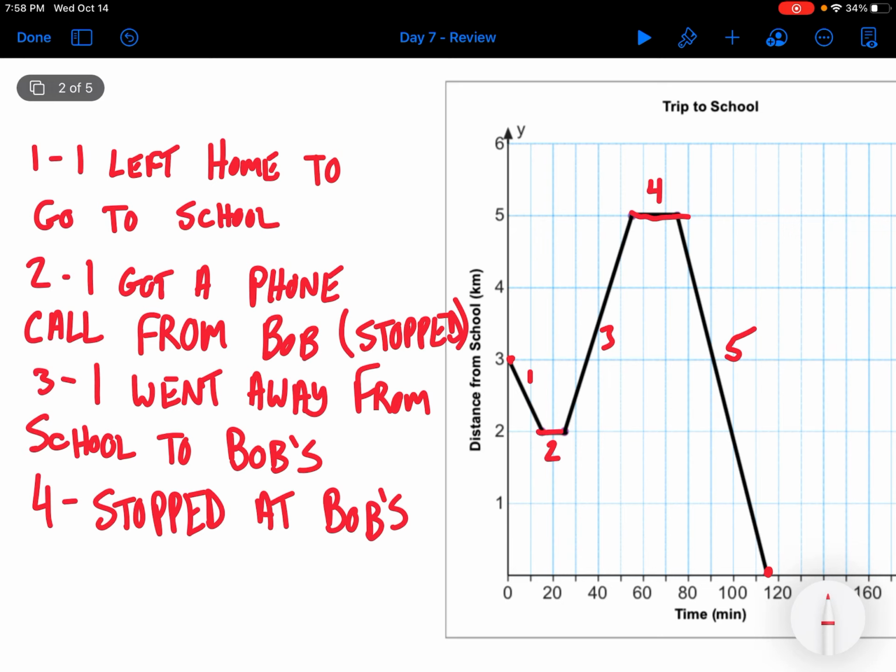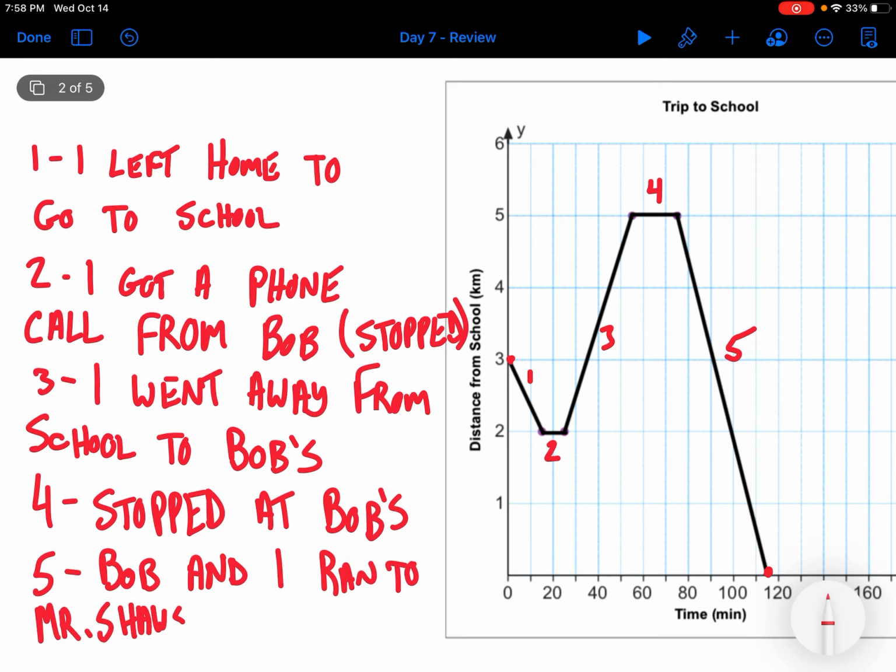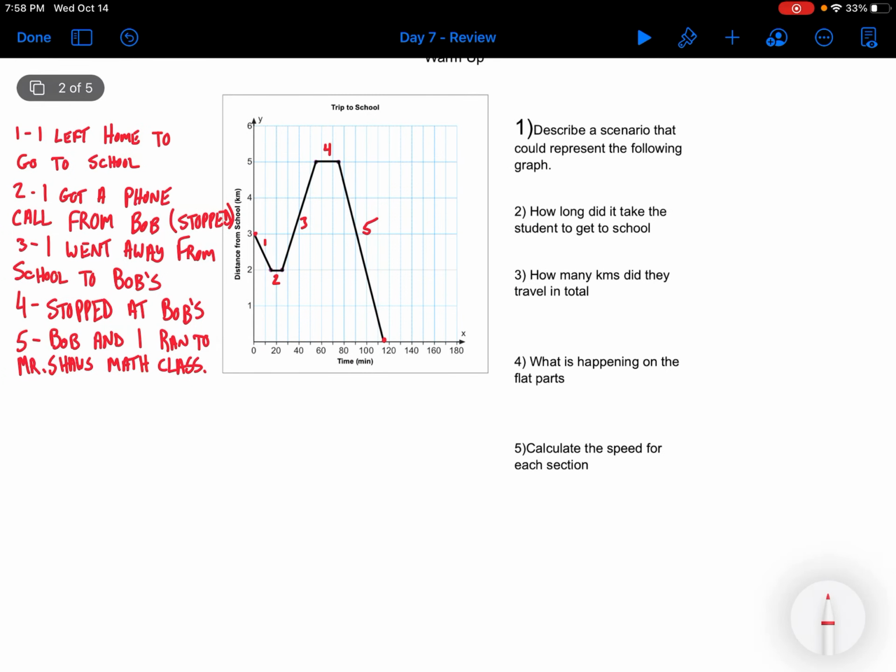You could put the times in here. I'm not overly picky about that, but I do need to see that you know what's going on. And then finally, Bob and I ran to school. You can notice that last line's the steepest. We were late for school. Bob and I ran to Mr. Shaw's math class. Okay, I've got a situation for it. A lot of people struggle with that.